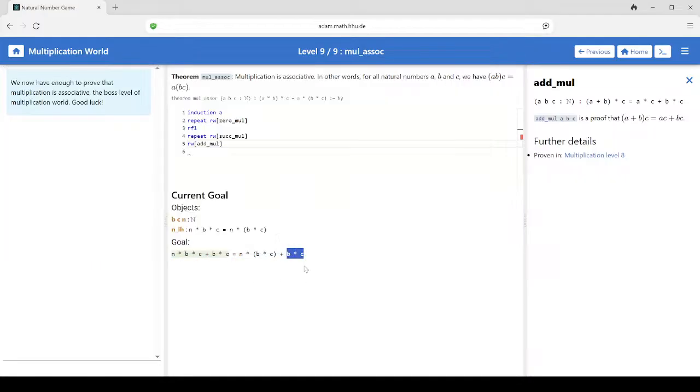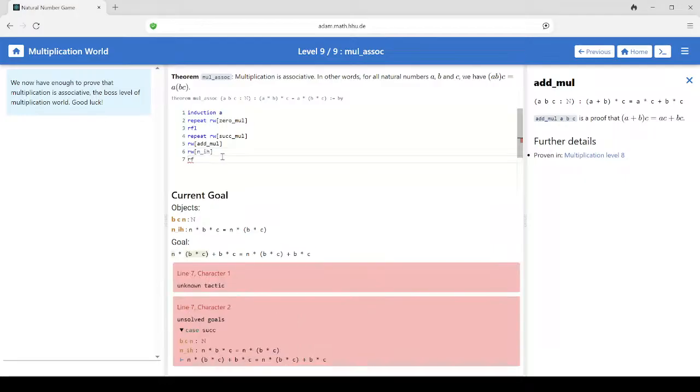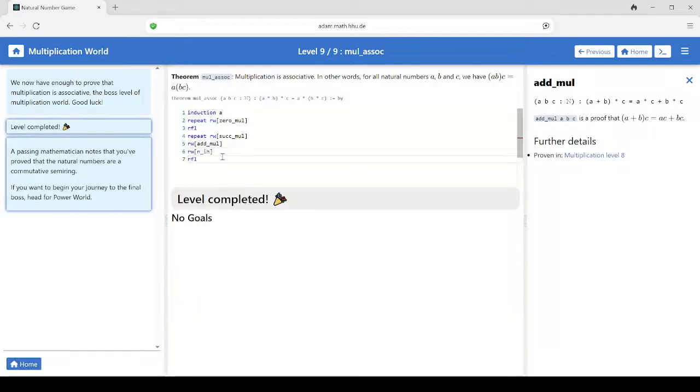Plus B times C. Oh my gosh, that's the same one. Did we just do it? N times B times C plus B times C. Oh my gosh, we did it. I swear I tried this already, but I guess not.